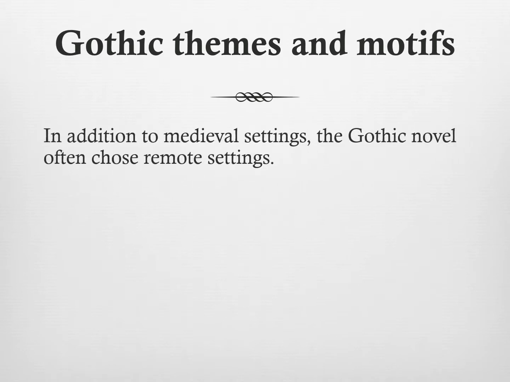So let's take a look at the kinds of themes, the motifs, the ideas that run through the Gothic as a genre. We've got medieval settings, we've also got remote settings. I think on the blog, when somebody was asking about people believing in monsters, I said that they would usually put those monsters in the Middle Ages, long ago. Or if they weren't long ago, they would be far away in distant countries.